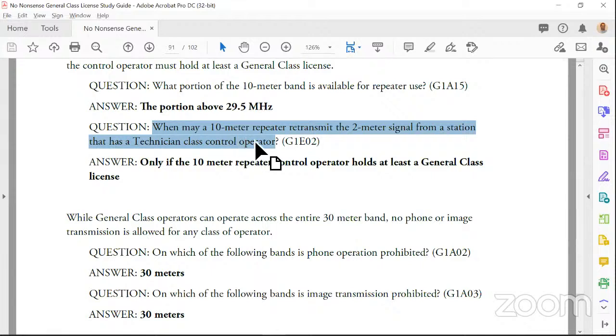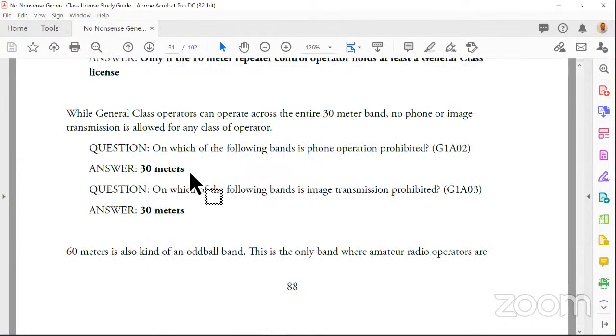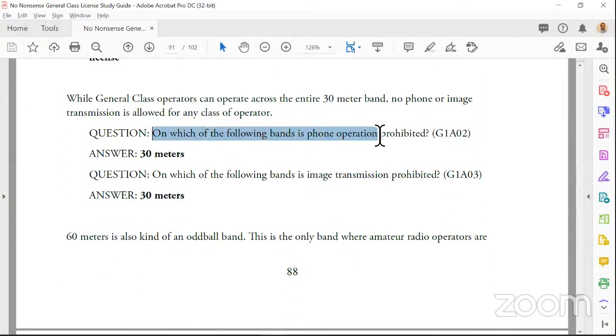So the only way that could occur is if the 10-meter repeater control operator, that's the person who is on the 10-meter side of it, holds at least a general class license. Because if that person is only a technician class, that is not possible. So we need to learn that's a condition of the licensing. Okay, and it's a restriction.